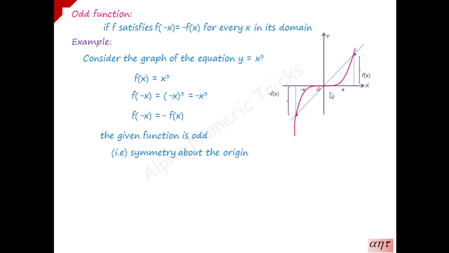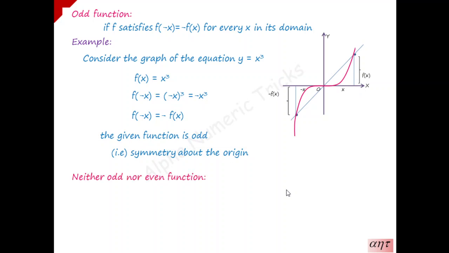It is at equal distance from the origin, whereas an even function is symmetric about the y-axis, because from the y-axis it has equal distances on both sides. That's why an odd function is symmetric about the origin and an even function is symmetric about the y-axis. That you should remember.